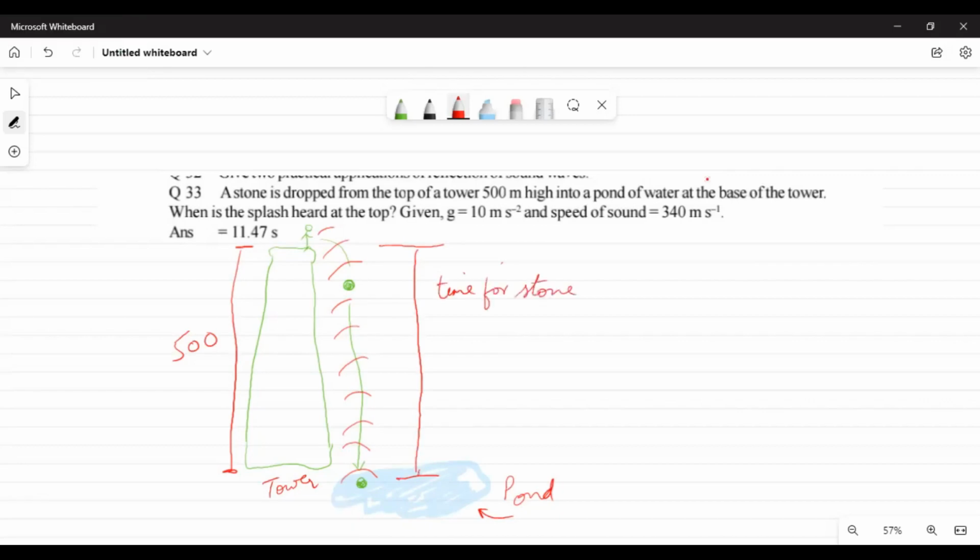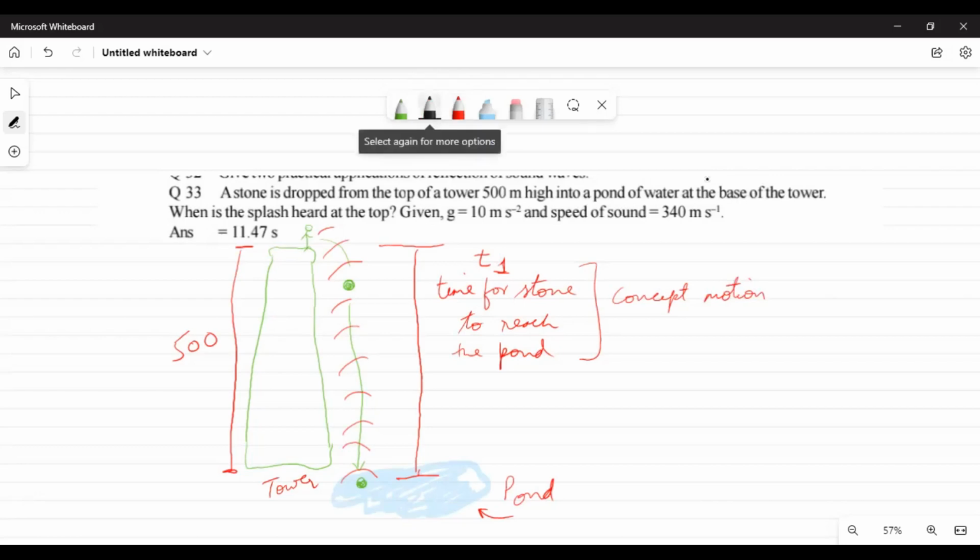So this question is in two parts. The first part will use the concept of the chapter motion. We have to find the time for the stone to reach the pond. First, we have to find that. Let us call this time t1. We will use the concept of motion for this part. And the second part is the time the sound is going to take to reach the thrower who is standing at 500 meters.